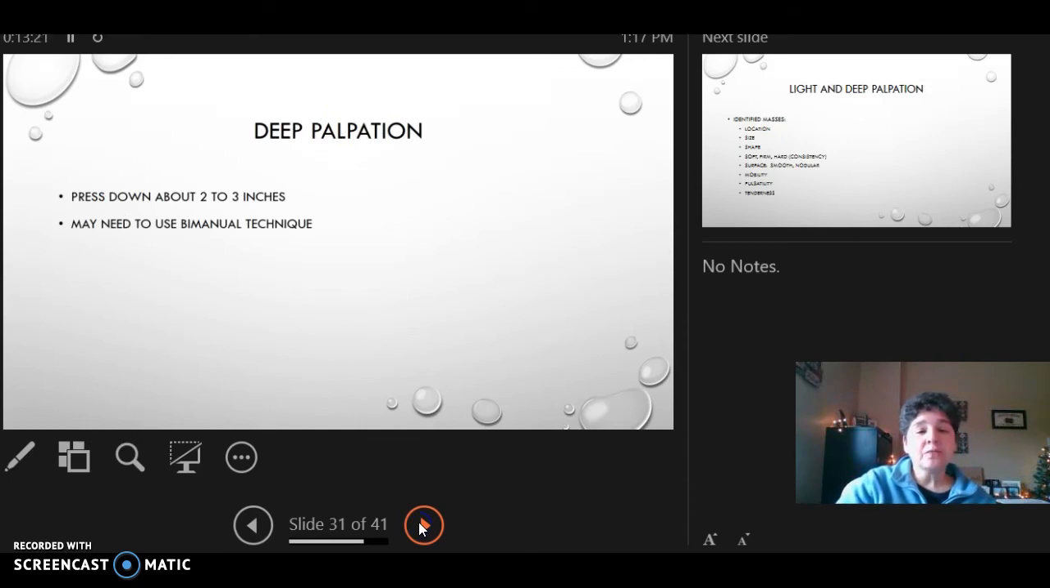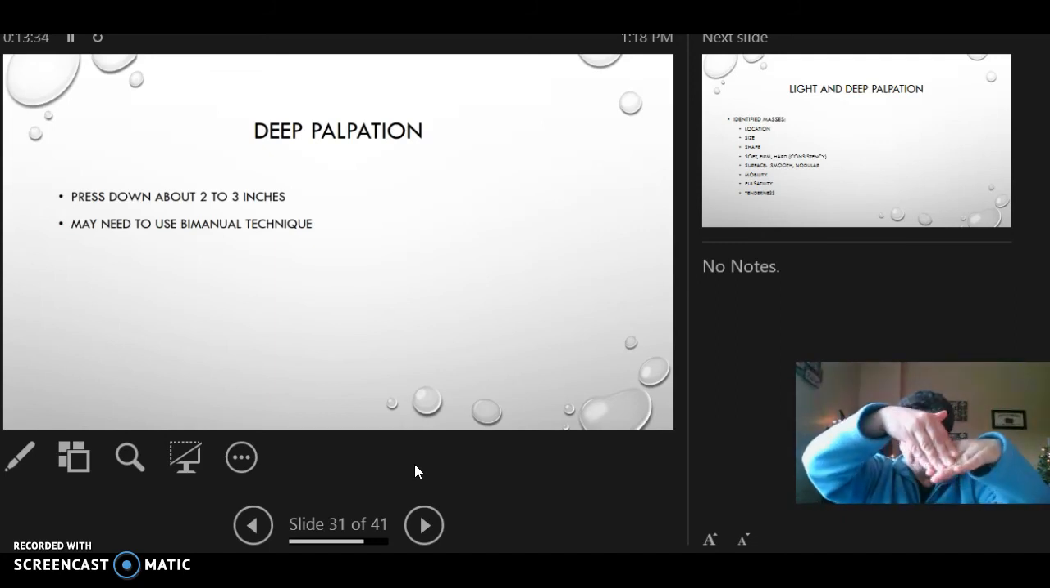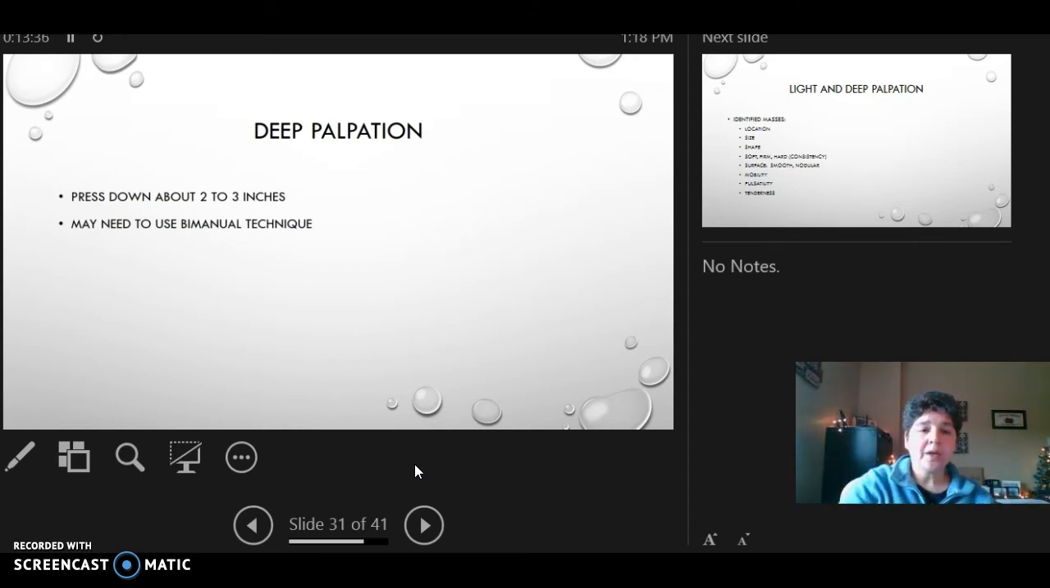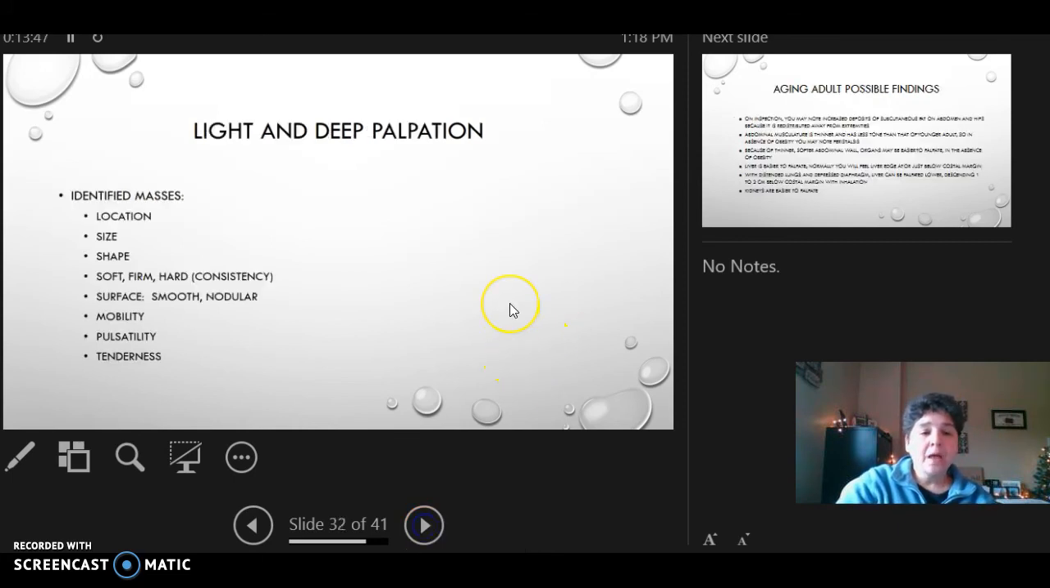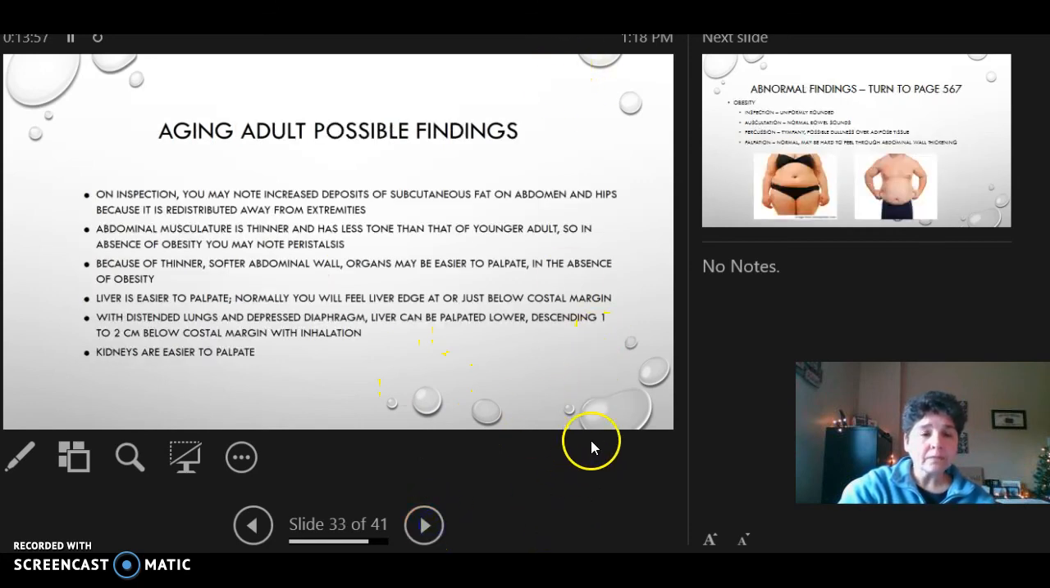Deep palpation, this is where you would press down about 2 to 3 inches. Now, if you need to, especially if the person is larger, you may want to use the bimanual technique where you have one hand out and the other hand pressing down so that you can really push deep to feel all of those organs. If the person has a really large abdomen or they're obese, this is where that will come in handy. All right, light and deep palpation, you could read through all of these. These are the things, if we have any masses, just like before, let us know, describe them.